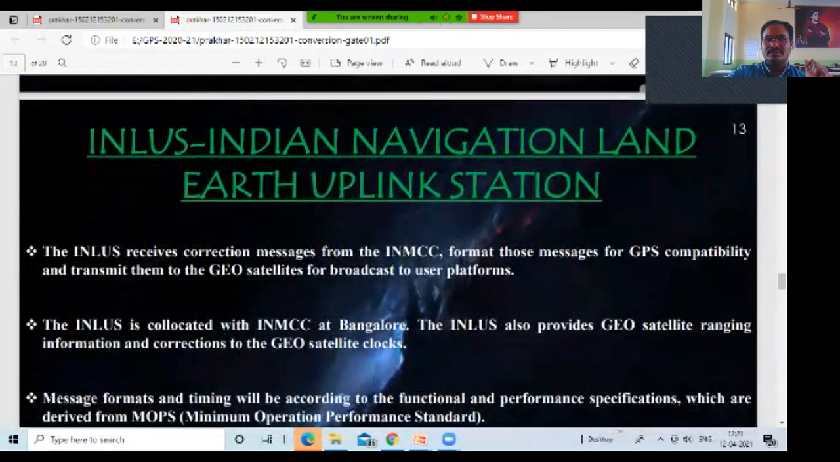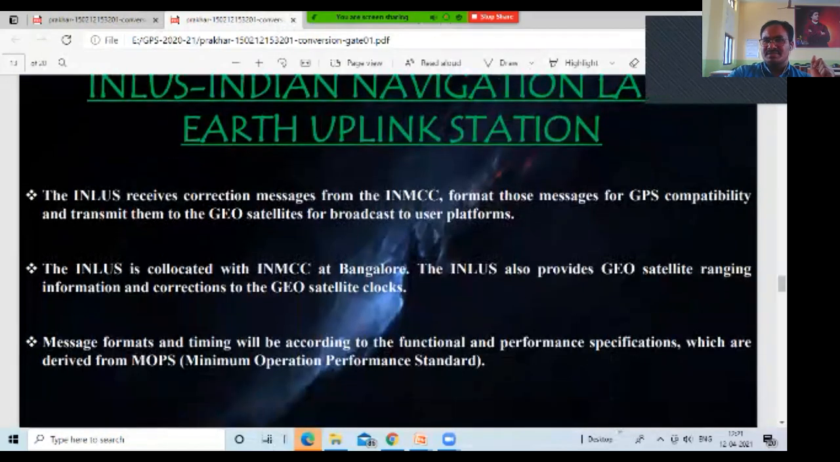And the next one is INLUS, that is Indian Navigation Land Earth Uplink Session. We said there are 3 uplink sessions, right? And one of them is the INLUS. It receives the correction messages from the INMCC, formats those messages for GPS compatibility, and transmits them to the geo satellites for the broadcast to user platforms.